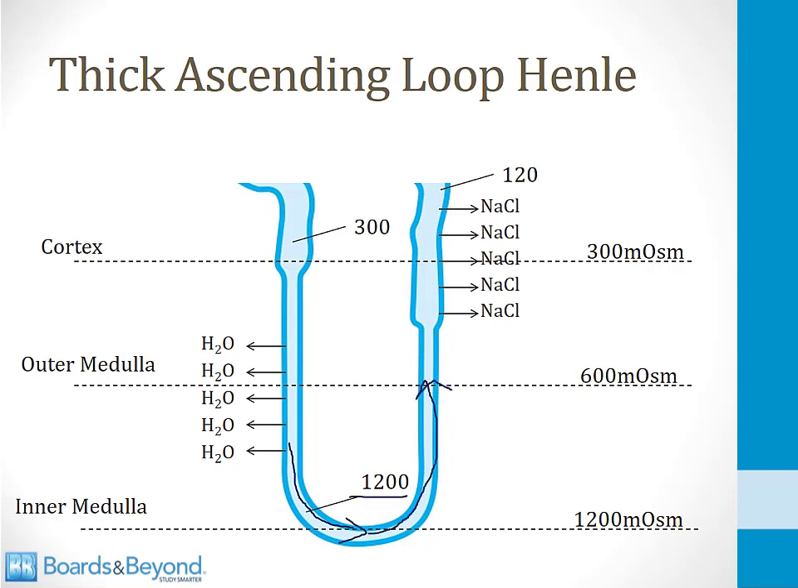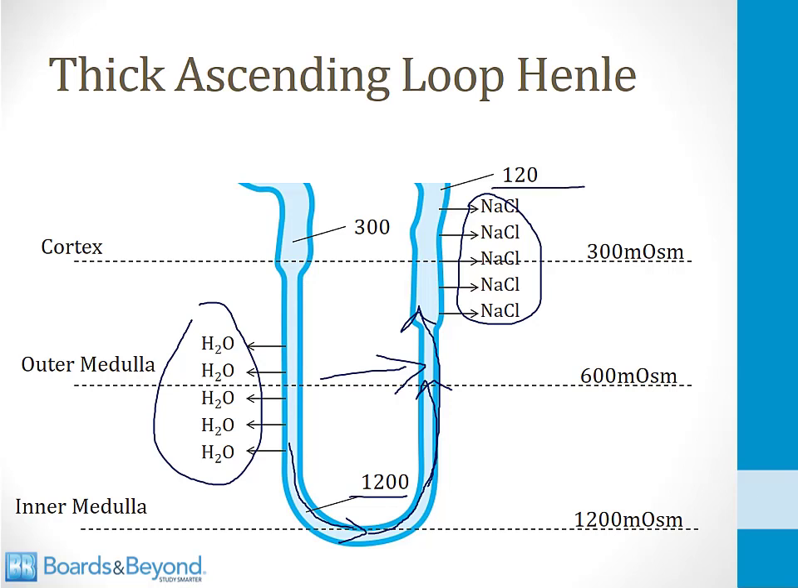Once urine reaches the bottom of the loop of Henle and has become very concentrated, it then begins to move up the ascending limb of the loop of Henle. And I told you before that the descending limb is permeable to water and impermeable to sodium chloride. The ascending limb is the opposite. It is impermeable to water, however, it is permeable to sodium chloride. What this means is as the urine moves up this ascending limb, sodium chloride is going to be removed. This is going to pull solutes out of the tubular fluid and dilute it all the way down to a very low osmolarity of 120 milliosms at the top of the ascending limb of the loop of Henle.